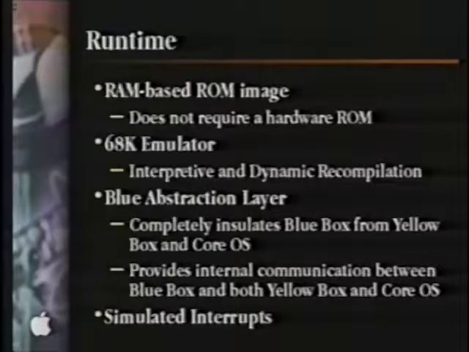And we have this Blue abstraction layer that completely insulates Blue from Yellow. The Blue abstraction layer is the only way that we can communicate between the Blue Box and the Core OS. And the Core OS actually can't communicate with Blue. It's all done via interrupts, just like the real Macintosh is. So there is no calling into the Blue Box, because that would involve trying to run an emulator when there isn't an emulator necessarily running. So the only way to do this is with an interrupt.